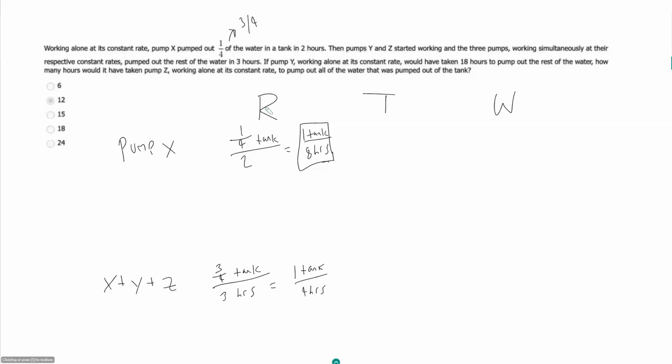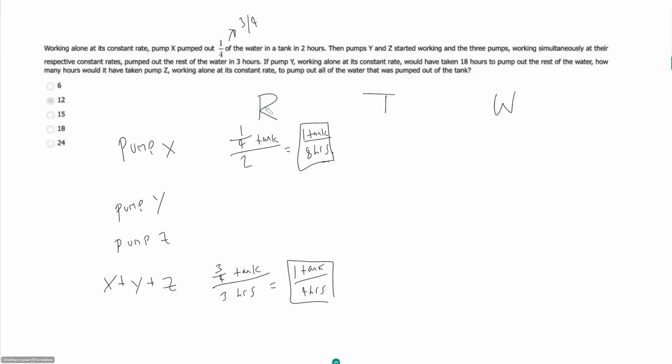Okay, but we already know pump X's rate, so we have to remember that. Pump Y, working alone at its constant rate, would have taken 18 hours to pump out the rest of the water. So that's 3/4. So we know pump Y by itself now, and hopefully we can then find something about pump Z by itself.